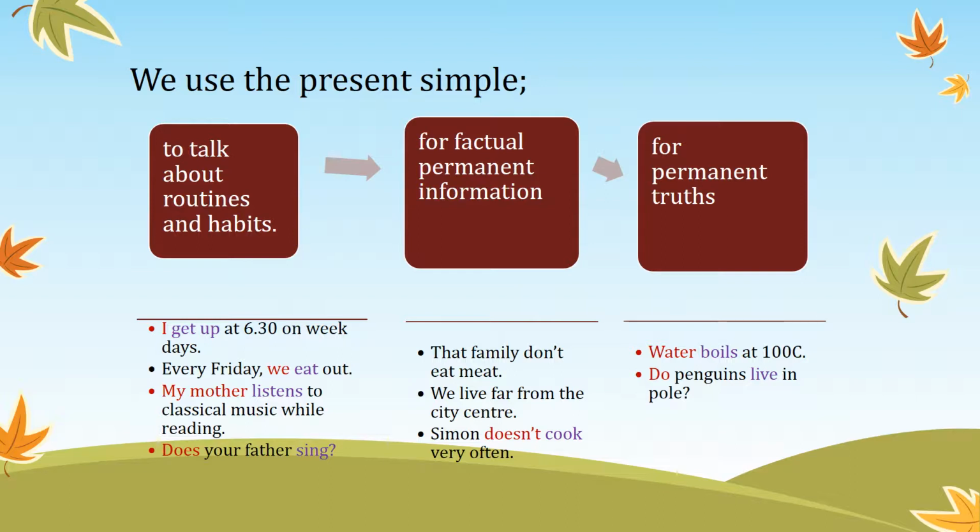We use present simple for factual permanent information. For example, the family don't eat meat, we live far from the city center, or Simon doesn't cook very often. The next usage is permanent truths. For example, water boils at 100 degrees Celsius, or do penguins live in pole?